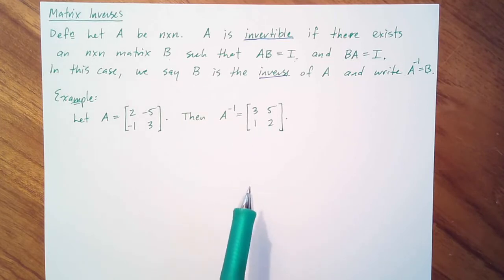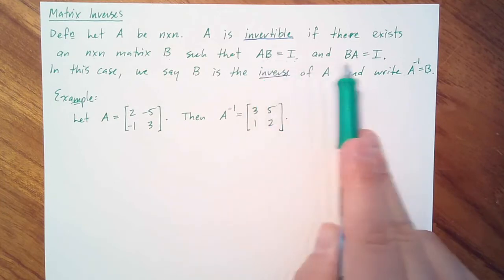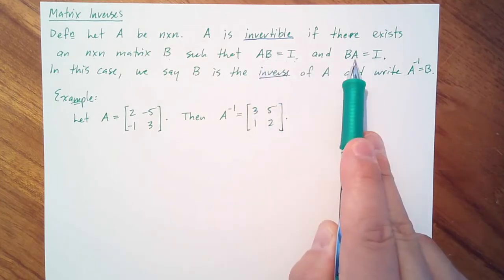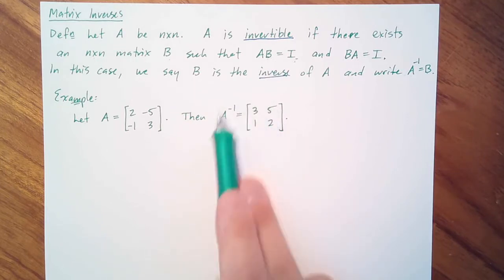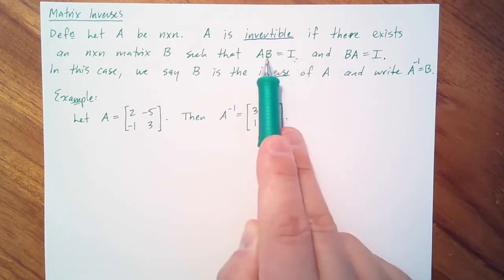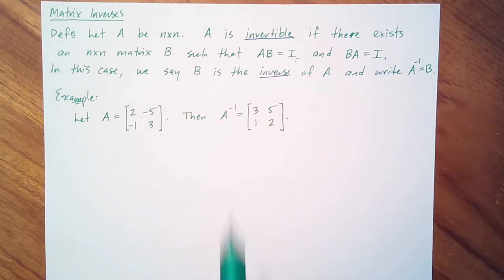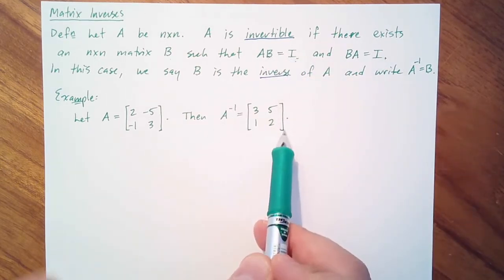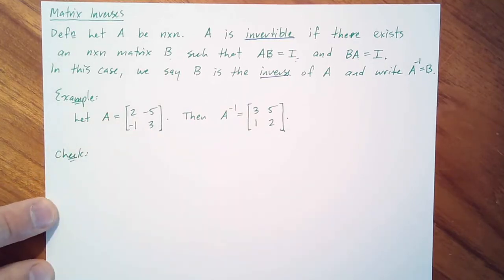How do you know if they're telling the truth? Well, you'd have to go back up to what it means to be an inverse, and you'd have to verify that these two equations are true, where instead of B, we would use this matrix down here. So if I take this matrix and plug it in for B in both of these equations and they work, I get the identity for both products, well then that means that this is the inverse of A. So let's check that.